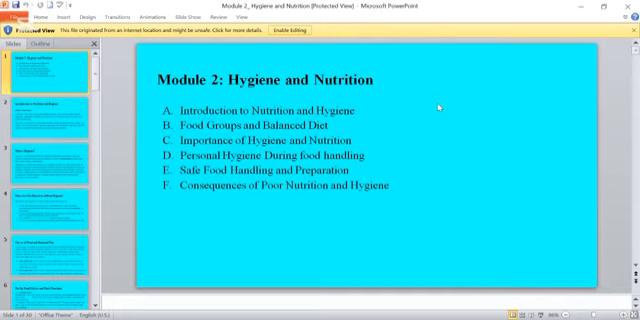In this video, we'll be looking at hygiene and nutrition. And here we're going to be looking at introduction to nutrition and hygiene. We're going to be looking at food groups and balanced diet. We're going to be looking at the importance of hygiene and nutrition. We're going to look at personal hygiene during food handling, safe food handling and preparation, and consequences of poor hygiene and nutrition. So let's go.